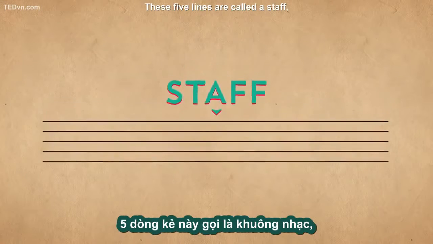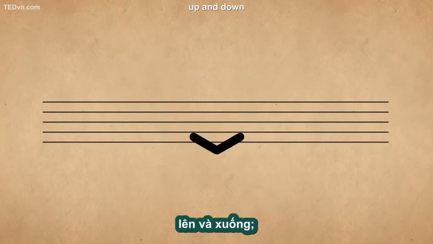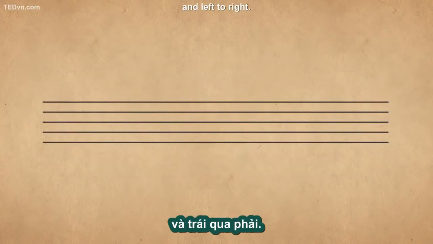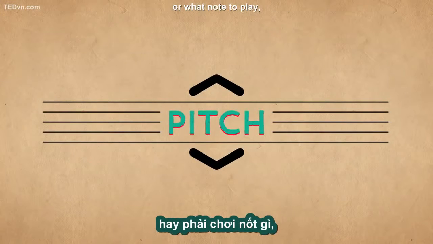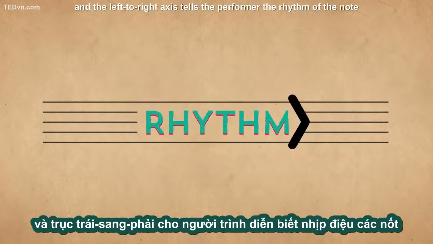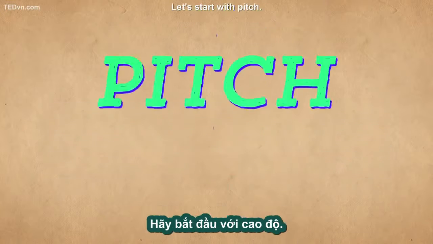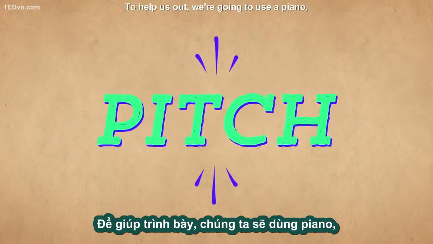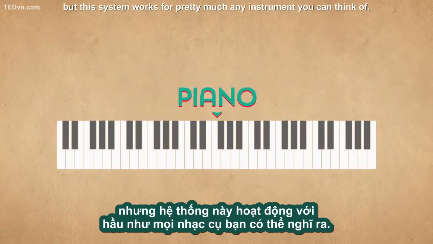These 5 lines are called a staff, and a staff operates on 2 axes, up and down and left to right. The up and down axis tells the performer the pitch of the note, or what note to play, and the left to right axis tells the performer the rhythm of the note, or when to play it. Let's start with pitch. To help us out, we're going to use a piano, but this system works for pretty much any instrument you can think of.